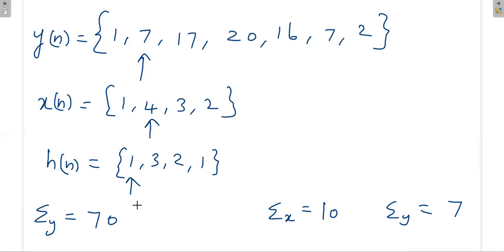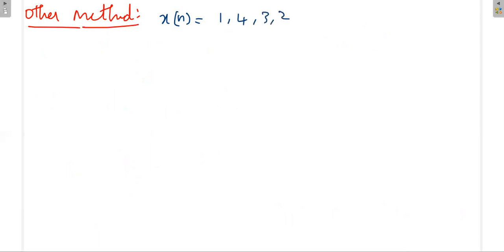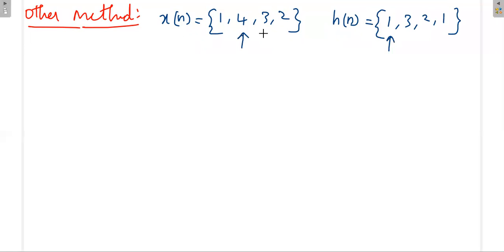So then what is the other method? The other method is called the tabular method. Now the same problem we are going to solve with a different method. x of n, and h of n equal to 1, 3, 2, 1. Just don't worry about the arrow mark.